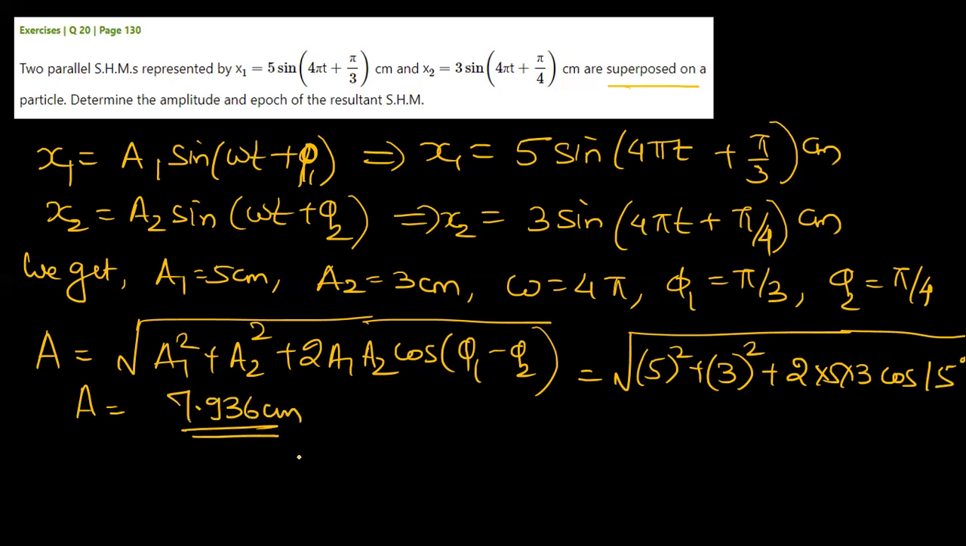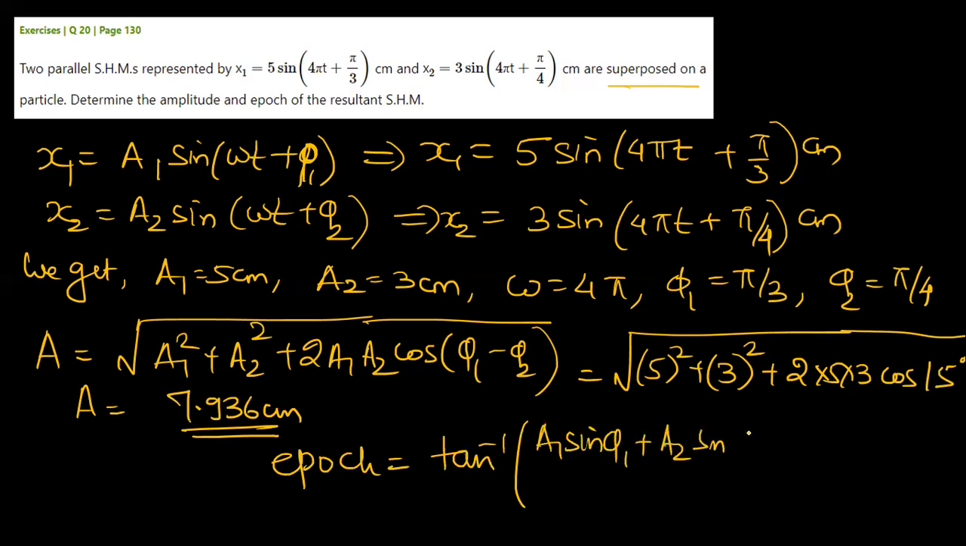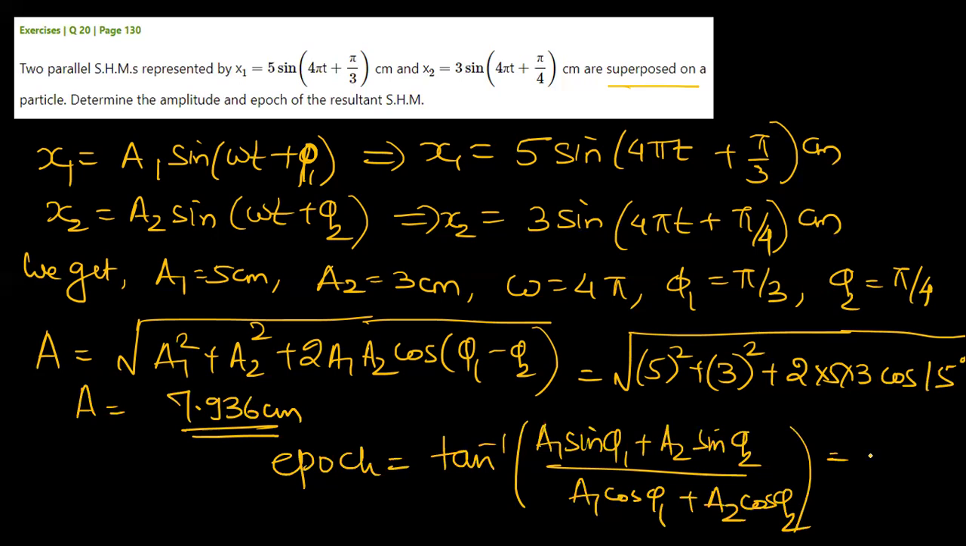For epoch, we have the formula tan inverse of (a1 sin phi 1 plus a2 sin phi 2) divided by (a1 cos phi 1 plus a2 cos phi 2). This is our formula. Now this is a lengthy calculation, so please don't expect me to solve it here. It is up to you to solve.